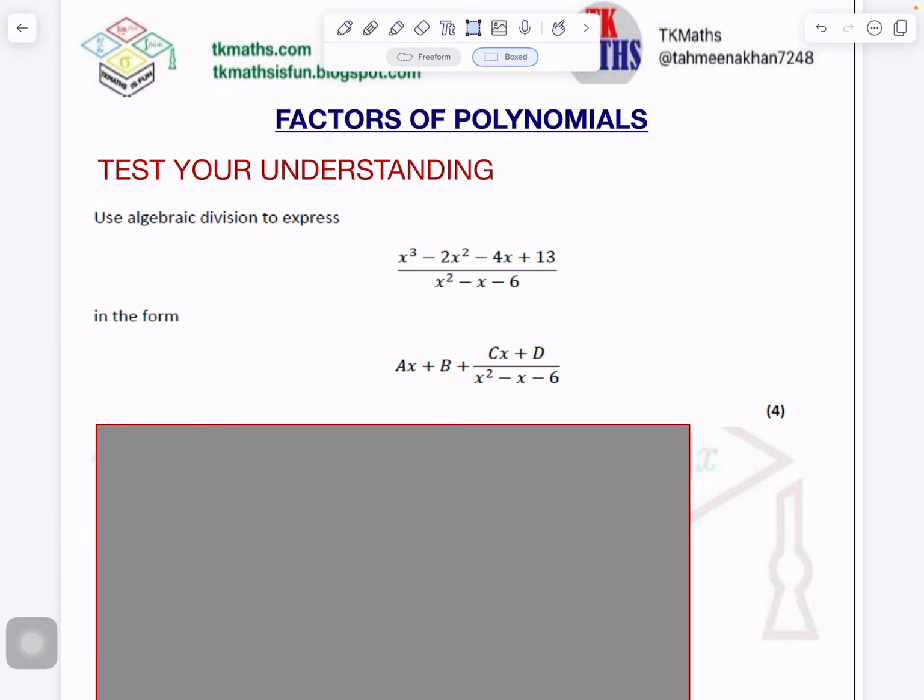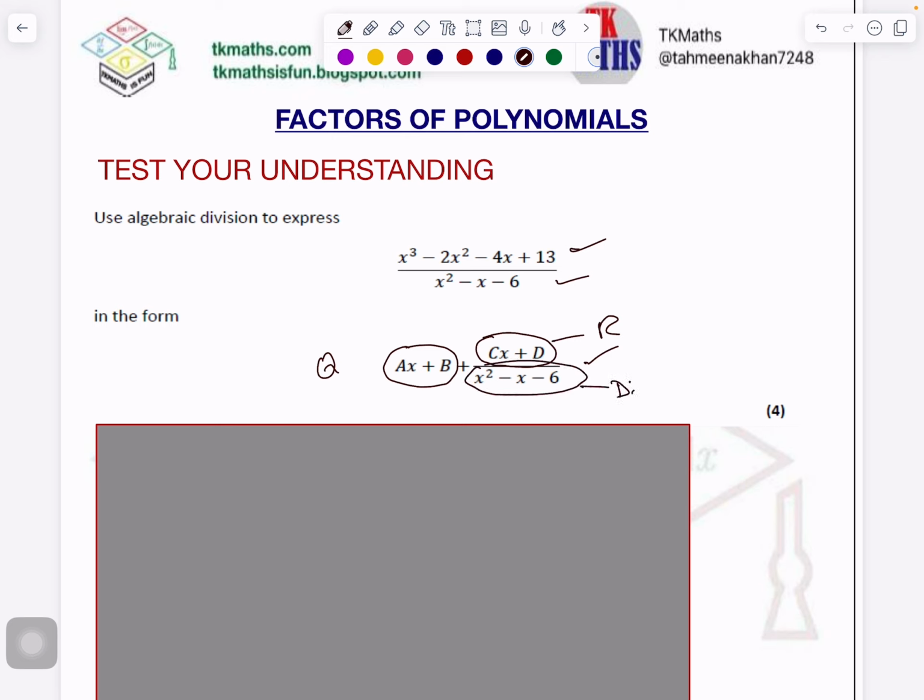So this is a long division question. A polynomial is given to you. The polynomial of degree 3 here in the numerator is divided by the polynomial of degree 2. And you have to bring it into this form. We have seen in the previous video that when it is written like this, this represents quotient, this represents remainder, and this represents divisor, right? Just like in the number system, if you have, for example, 7 divided by 2.